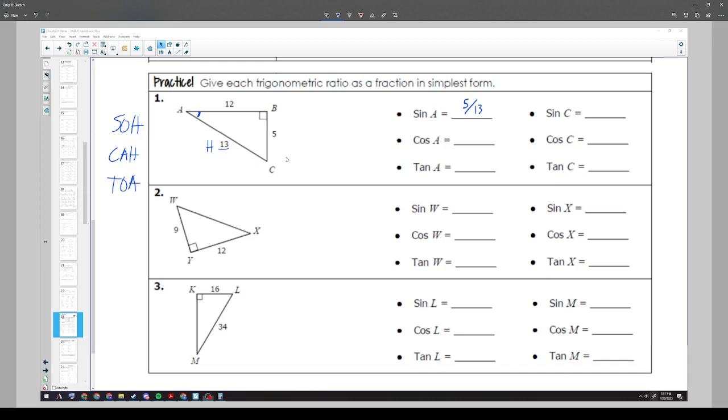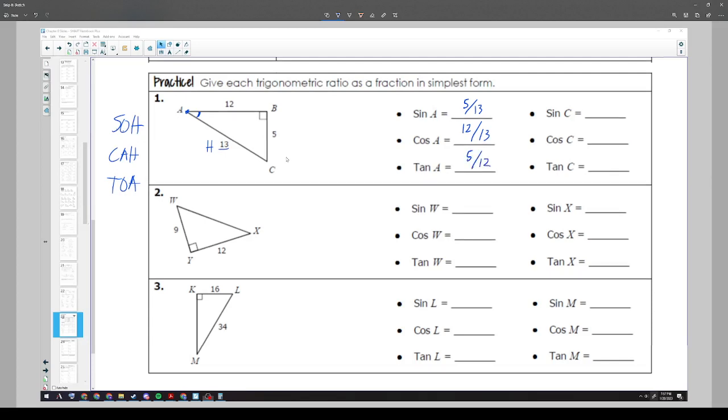Cosine A will be 12/13 because we're doing the adjacent side divided by the hypotenuse. Remember, adjacent is the side that helps form that angle. Opposite is the side that doesn't touch that angle. Tangent of A, we do O divided by A, so that's 5 over 12.